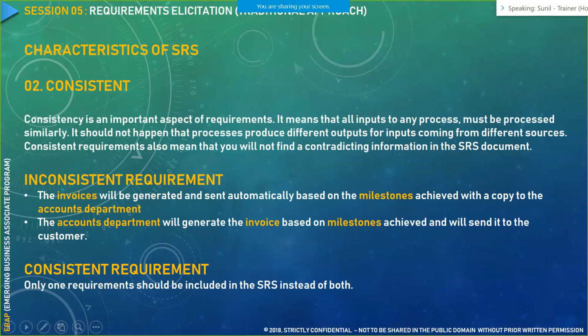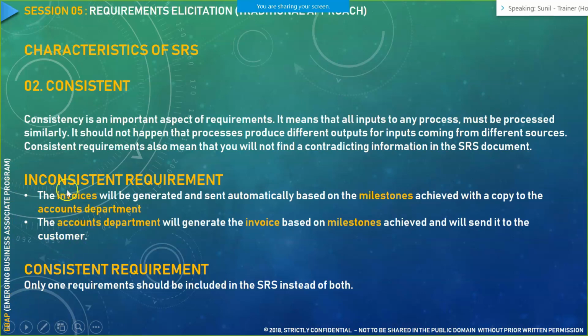The next characteristic is consistent. Now you closely examine these two statements. The first requirement says that the invoices will be generated and sent automatically based on the milestone achieved with a copy to the account department. And the second requirement says the account department will generate the invoice based on milestone achieved and will send it to the customer. Now both of these requirements are in the same system requirement specification, and ultimately they mean the same thing, but the way they are framed is different.